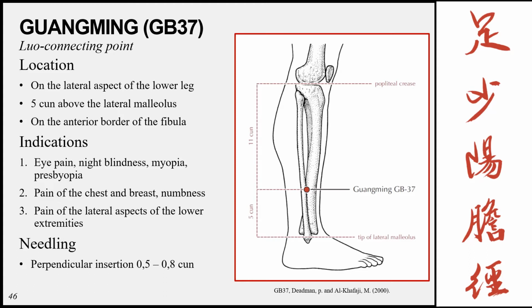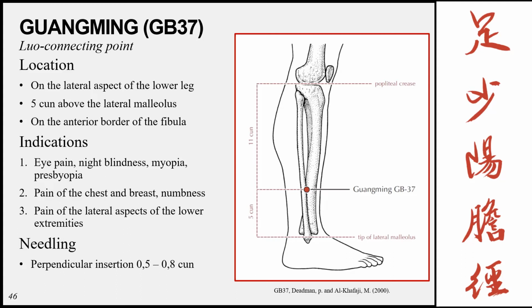So the indications: remember that this is a luo connecting point, which means that this point can treat both the interior and exterior related meridians, and thus can treat both the liver meridian and the gallbladder meridian, and thus can especially treat eye conditions. And that's why you can see from the first set of indications, it's used for eye pain, night blindness, myopia, and presbyopia, which is the age-related decline of the eyes.